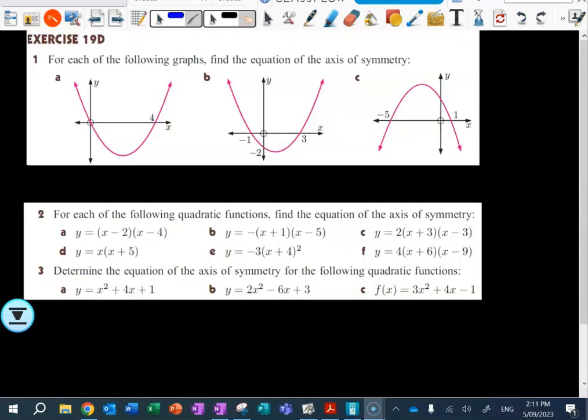19D, some of you have already figured out, and you're listening because this will save you work. You'll do less work. For 19D, for each of the following graphs, find the equation of the axis of symmetry. So we talked about the axis of symmetry has to be right smack bang in the middle. Do we agree? So it means it must go straight through the middle. So what would it be?